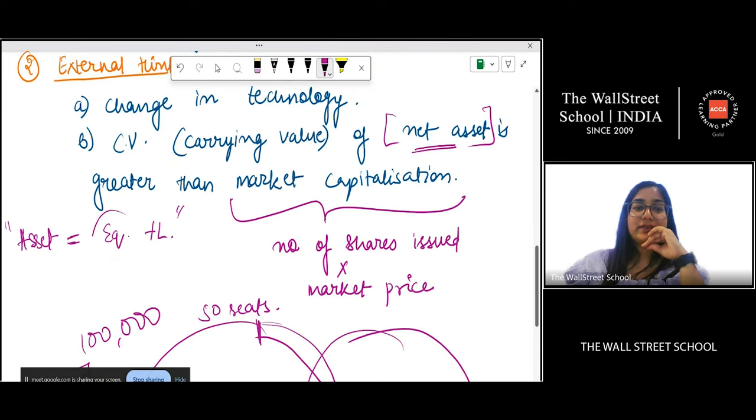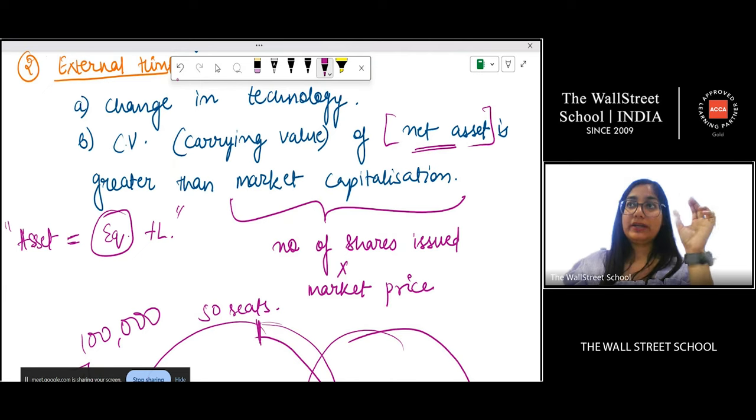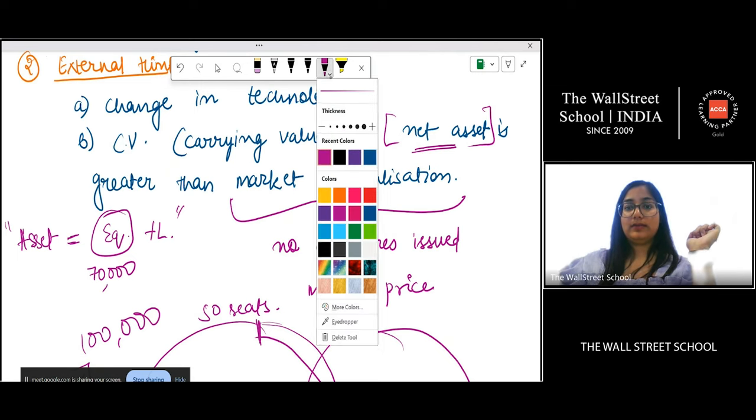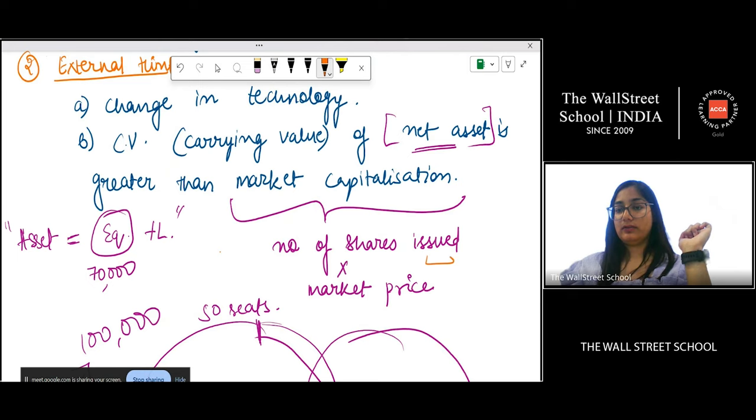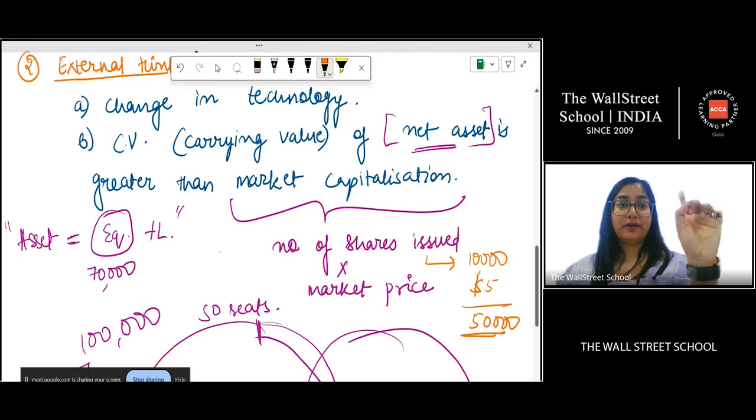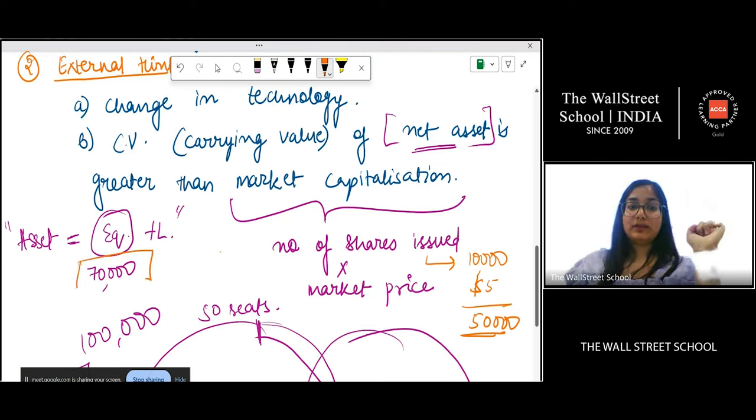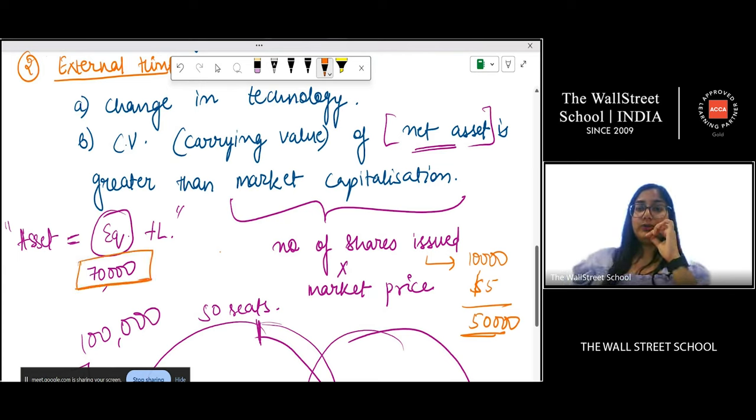अब एक बात बताओ, लेट्स टेक एन एग्जांपल ओवर हियर कि मेरी इक्विटी की वैल्यू, व्हाटएवर वैल्यू ऑफ इक्विटी दैट आई एम रिकॉर्डिंग इन माय बैलेंस शीट, इट वाज 70,000 इन द बुक्स ऑफ अकाउंट्स, ओके। And let's say that the company has 10,000 shares in total. And the market price of the shares is $5. So what is the exact value that should be there? 50,000. Right? This is the value of shares that should be there. But in the books of account, it is 70,000. So what do you think?